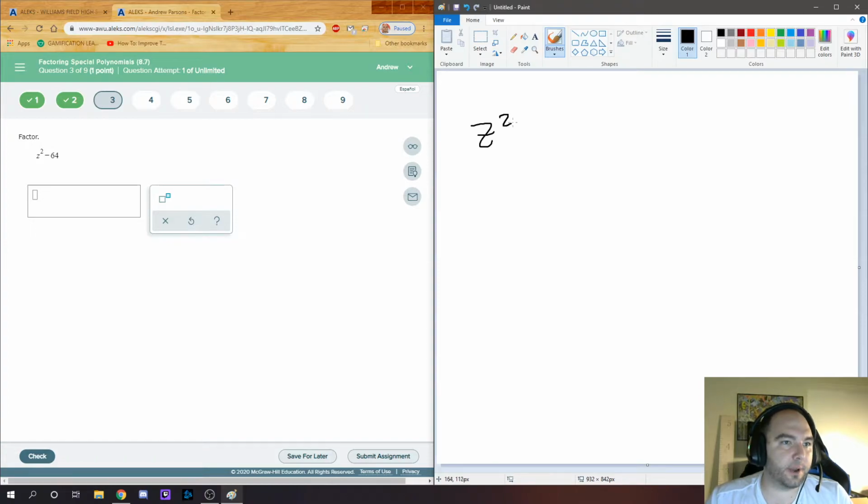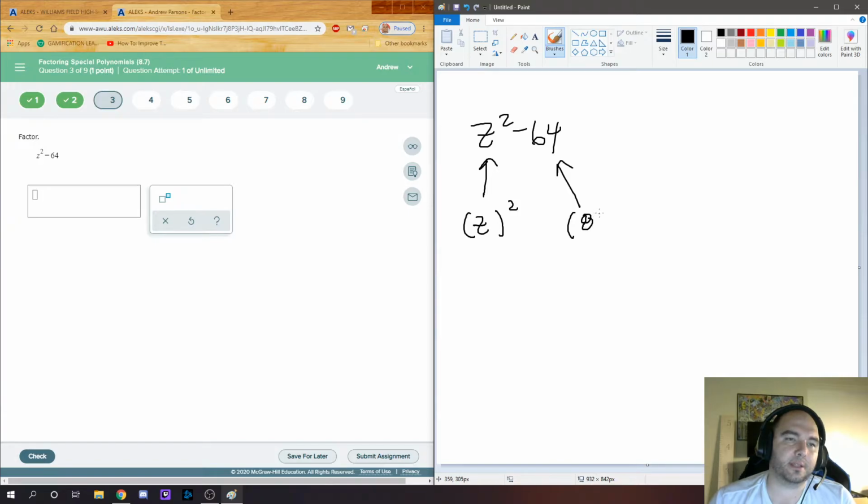We got z squared minus 64. Now this is different. There's only two things. When there's only two things, you say to yourself, what makes this guy squared? That's a z. Z times z makes z squared. And what makes 64? That's an 8 squared. So the answer is going to be z and 8.